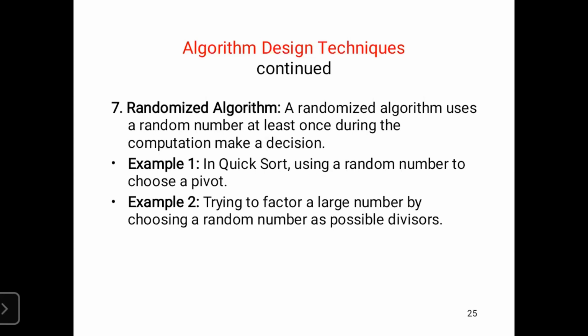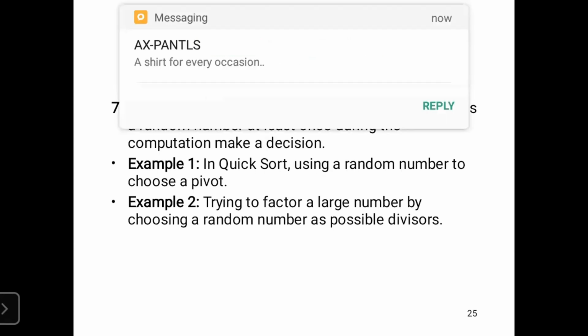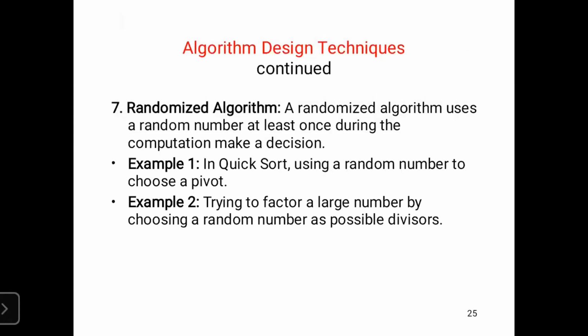This pivot is a very important one, which divides the given array in Quicksort into two parts. That is why Quicksort uses a random number to choose a pivot. Next, example 2: trying to factor a large number by choosing random numbers as possible divisors. So these are the two examples for randomized algorithms. Okay, that's all.